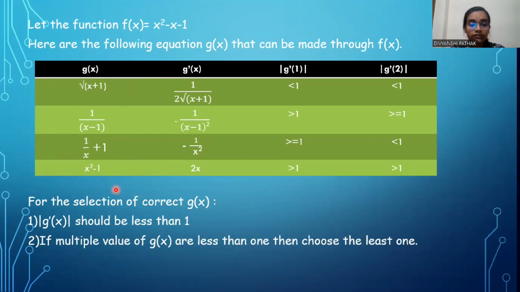Now for further calculation, if we have to select g of x, then it must satisfy two conditions. The first is that the absolute value of the derivative of g of x should be less than 1. And the second is that if multiple values of g of x are less than 1, then choose the least one.